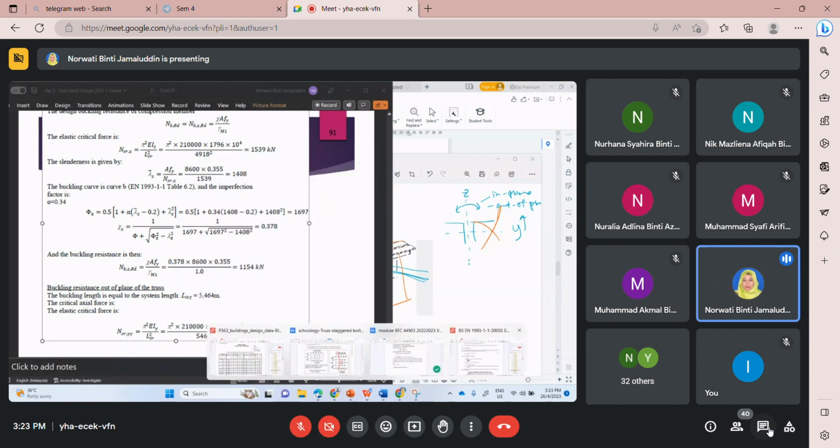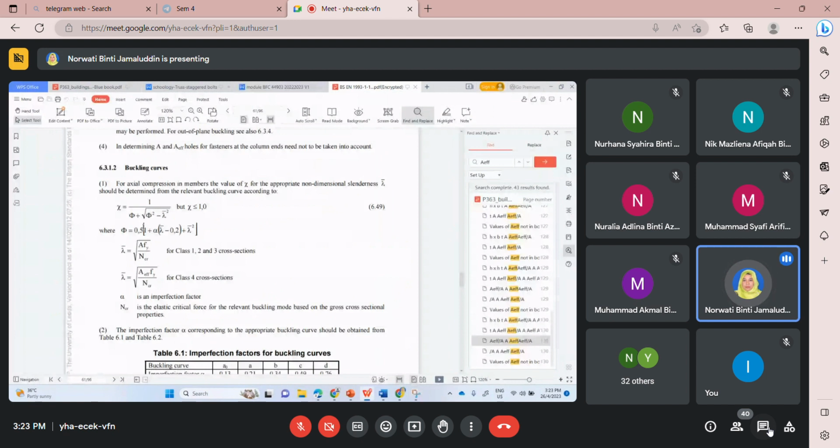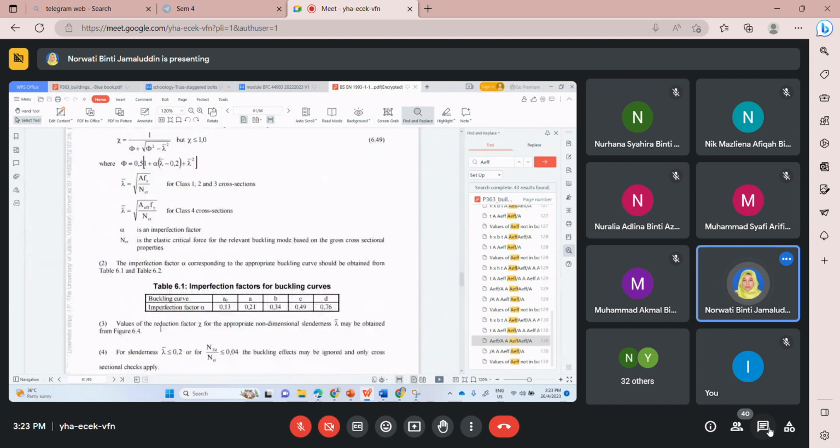You will not lose if you refer exactly to this Eurocode. See, to determine chi, you need to determine phi. Before you can determine the value of phi, you should determine lambda bar. Once you know the NCR, you can know the value of lambda bar. The other unknown is alpha.